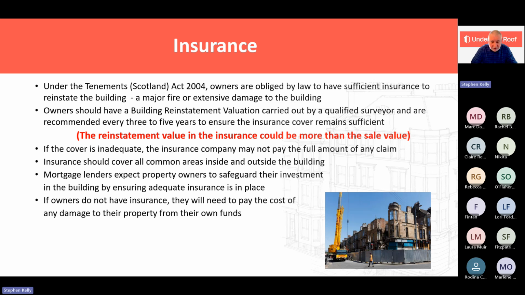Again, insurance, if you're getting building insurance, you cover all parts of the building, not just inside the building, but it could be outside, it could be bin shelters, slabbing, all those areas that might affect a building. Mortgage lenders nowadays expect you to cover their investment, and they will want to maybe on occasions be put on the title as an owner until you clear the mortgage, and that's really to ensure that adequate insurance is in place. And again, bottom line, if you don't have insurance, you may have to pay the cost of any damage, even if it's not your fault.